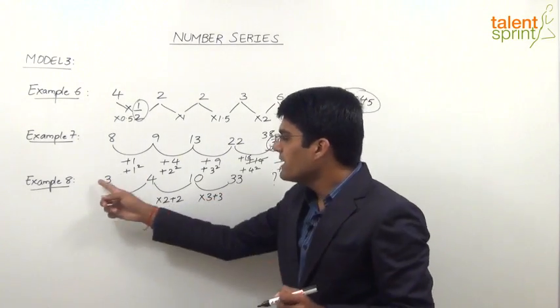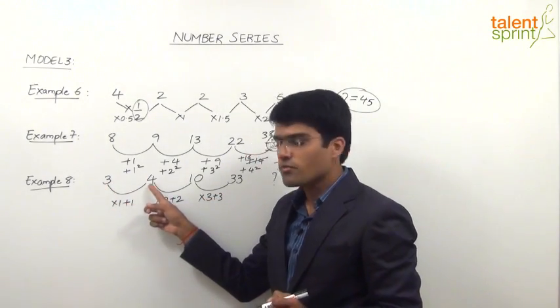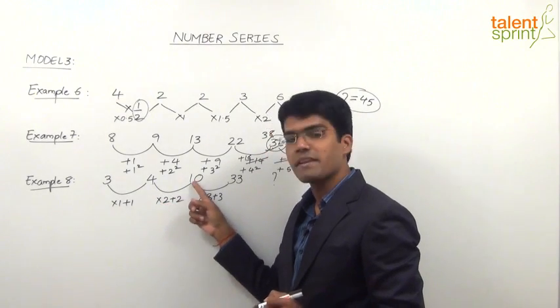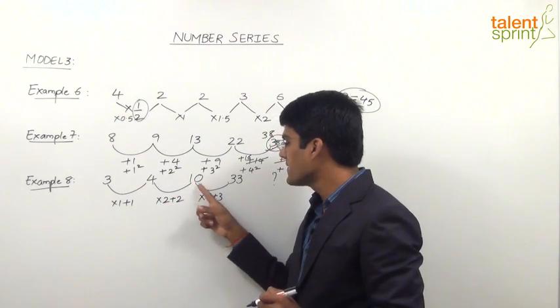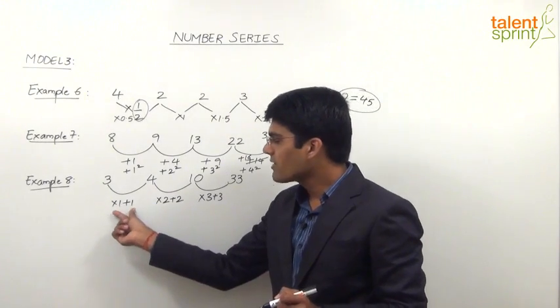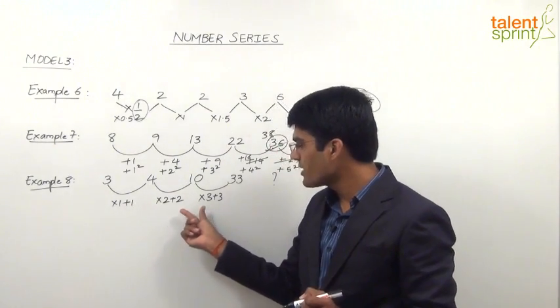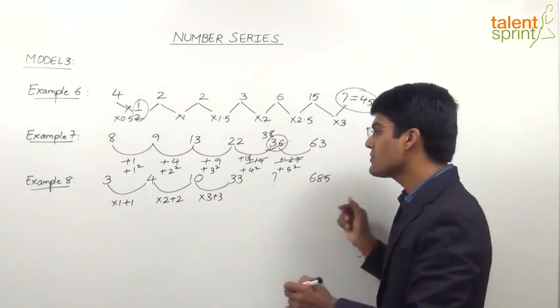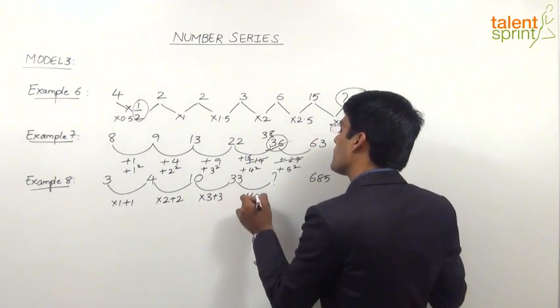So if you observe, 3 into 1 plus 1 is 4. 4 into 2, 8 plus 2 is 10. 10 into 3, 30 plus 3 is 33. So we are able to understand that the logic here is into 1 plus 1, into 2 plus 2, into 3 plus 3. So the next one has to be into 4 plus 4.